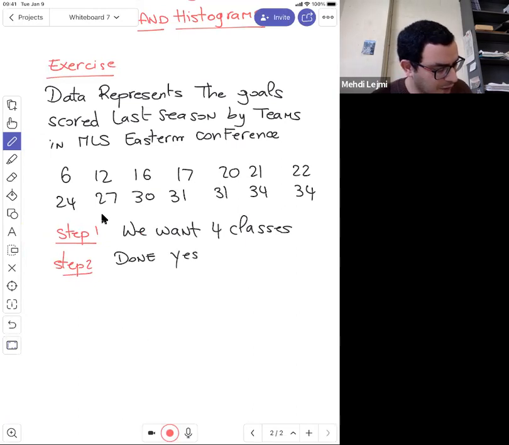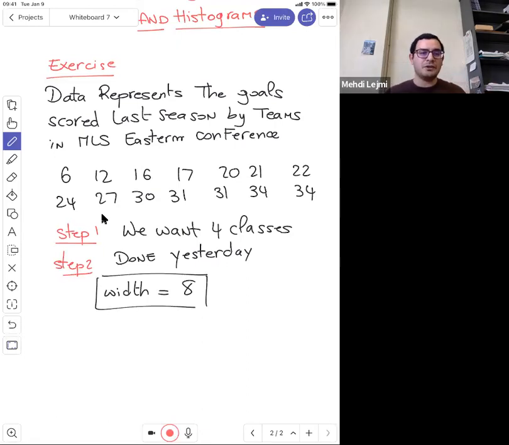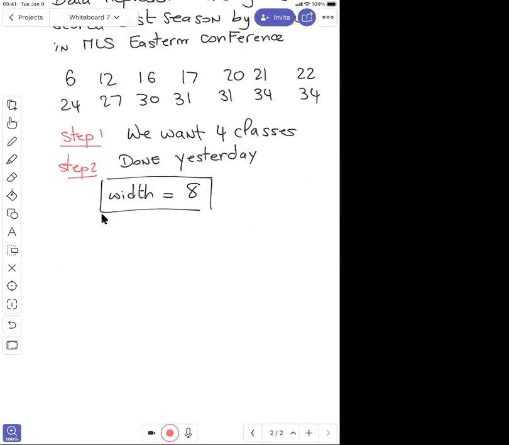So we computed the width. We take the difference between the largest and the smallest data values, divide by the number of classes, and then you need to take the next higher whole number, right? We computed the width, and we said the width would be 8. Please let me know, guys, if you don't know how to compute the width. Please feel free to unmute yourself and ask your question.